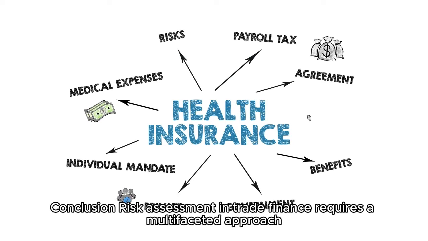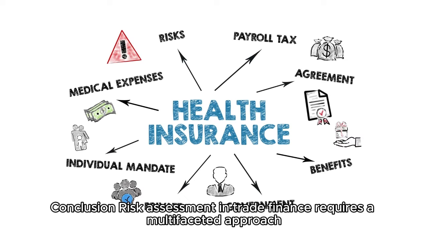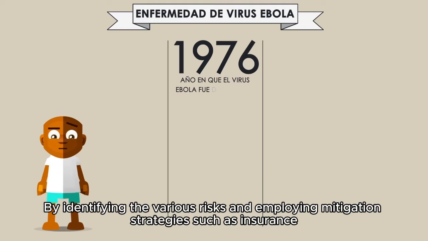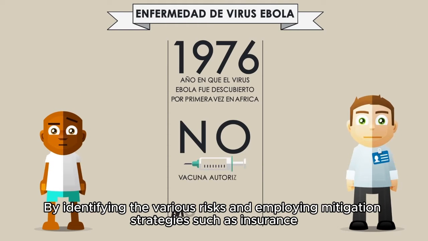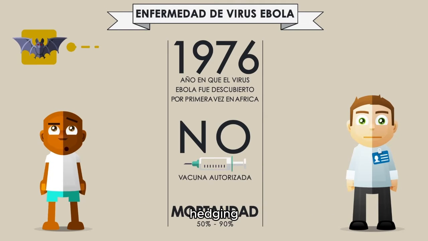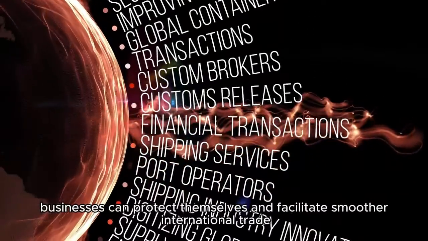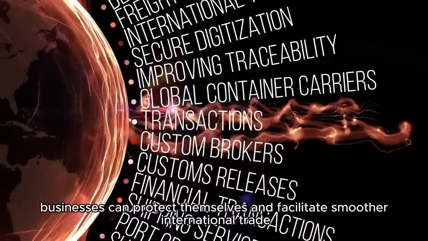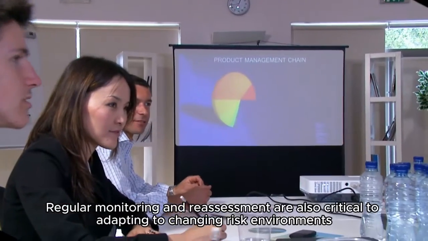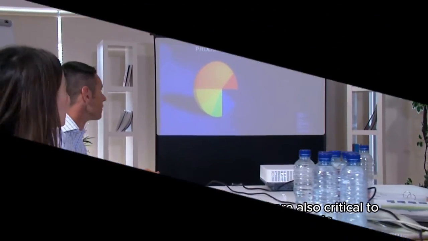Conclusion: risk assessment in trade finance requires a multifaceted approach. By identifying the various risks and employing mitigation strategies such as insurance, hedging, and letters of credit, businesses can protect themselves and facilitate smoother international trade. Regular monitoring and reassessment are also critical to adapting to changing risk environments.